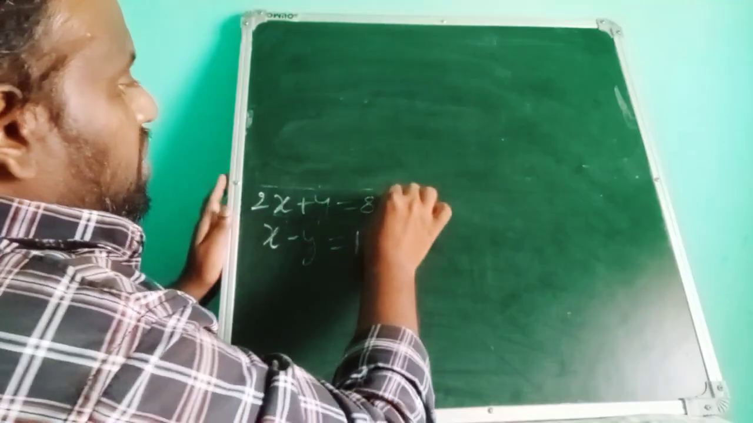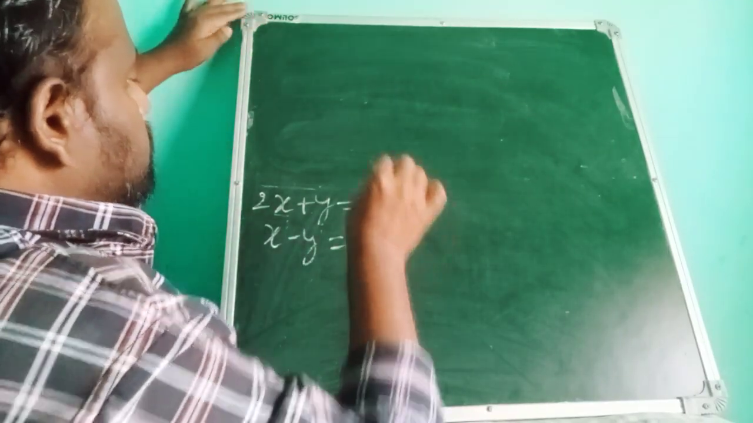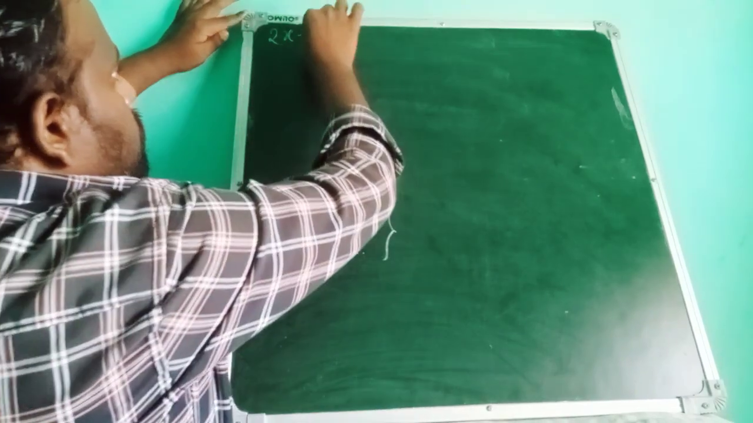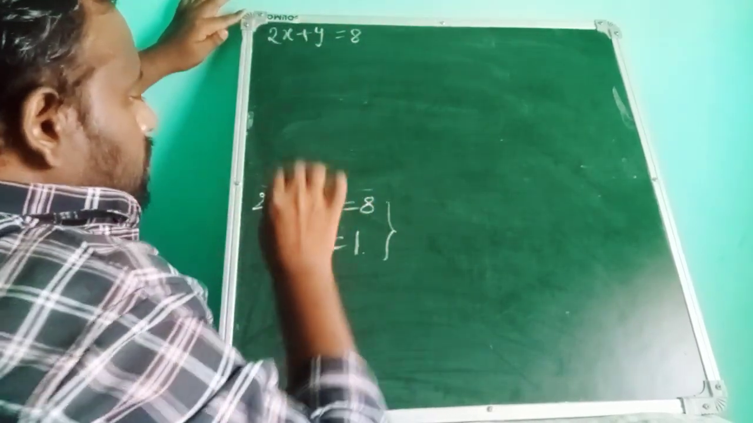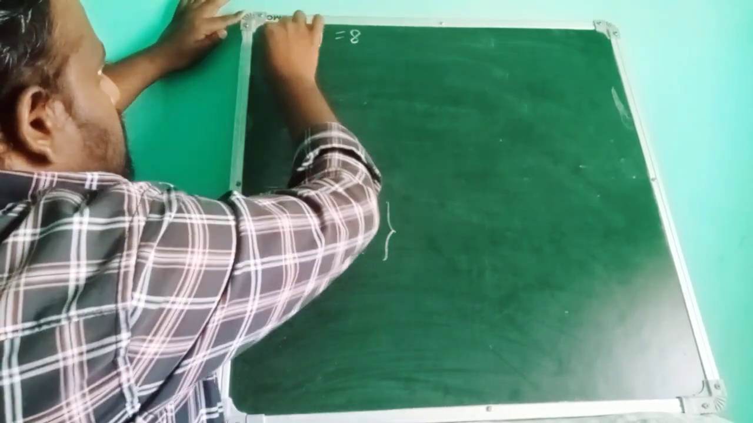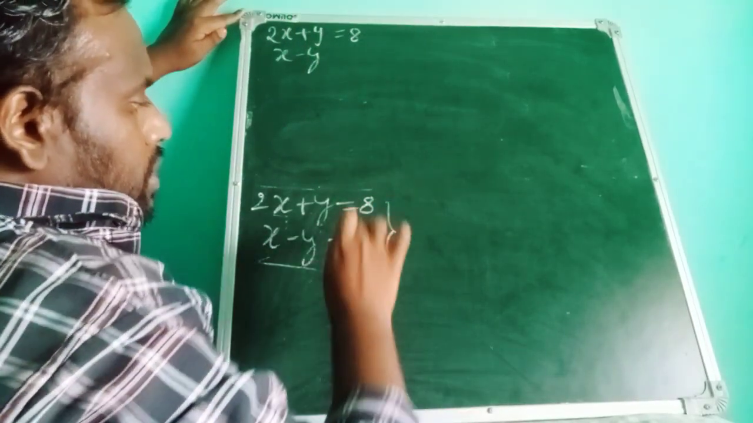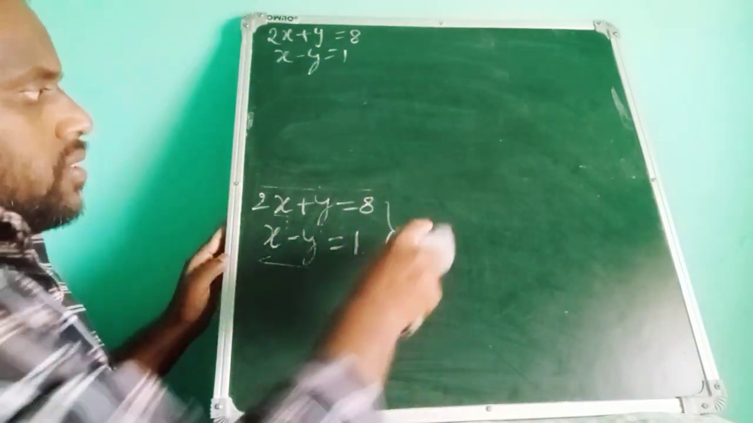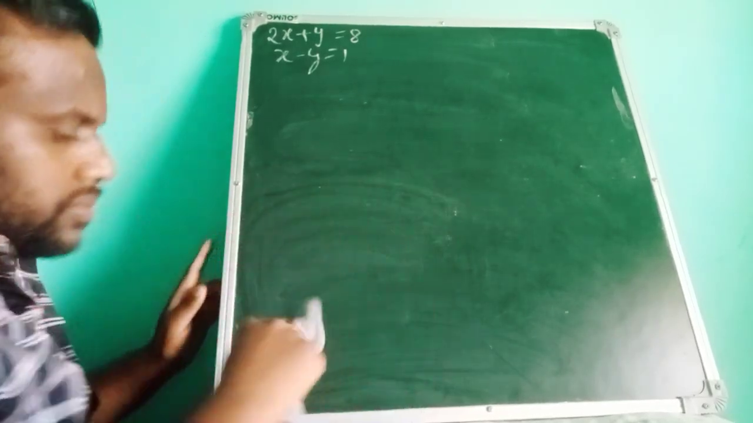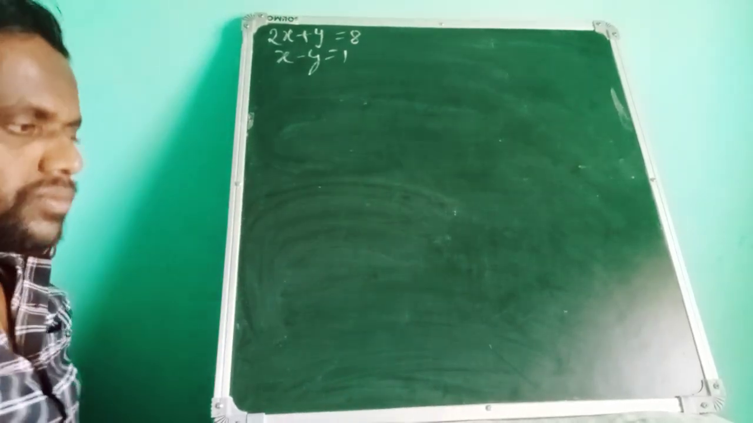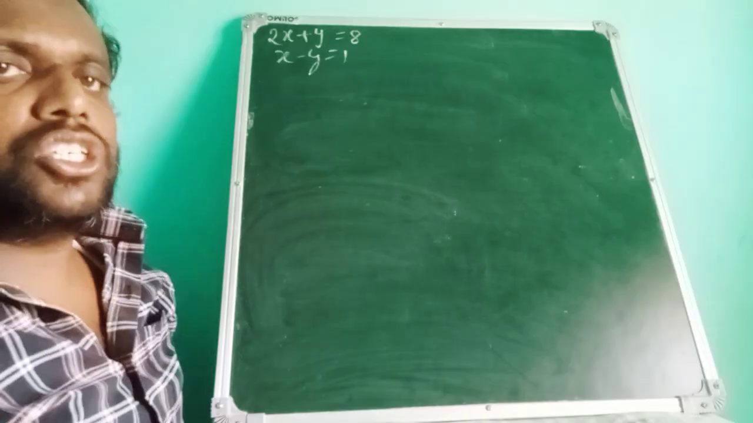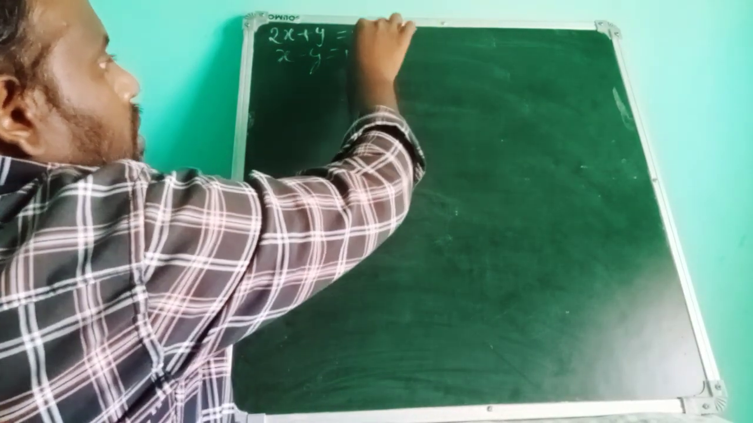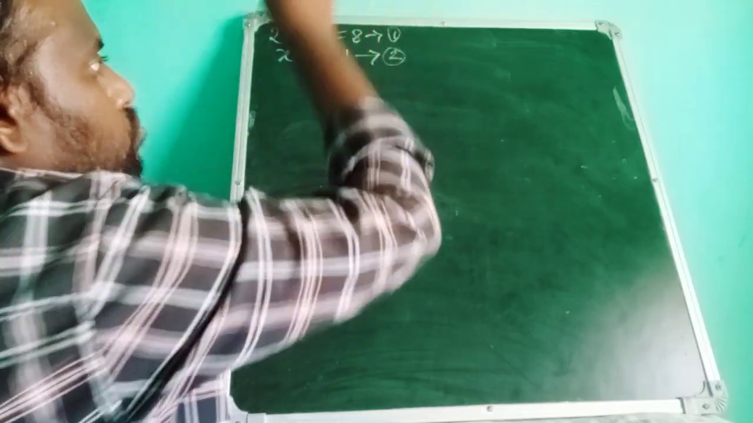So I will just rewrite these equations here. Given here: 2x plus y is equal to 8, and next, x minus y is equal to 1. I will call this equation 1 and this equation 2.